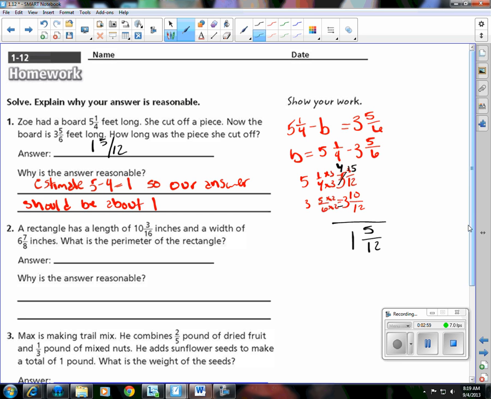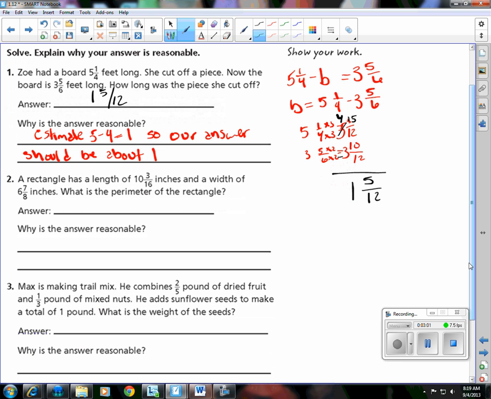Okay, let's try another one. A rectangle has a length of 10 3/16 inches and a width of 6 7/8 inches. What's the perimeter of the rectangle? Why is that answer reasonable? Okay, so it would be length, right? Our formula for perimeter is length plus length plus width plus width, if you don't remember that. So I'm just going to plug those numbers in.